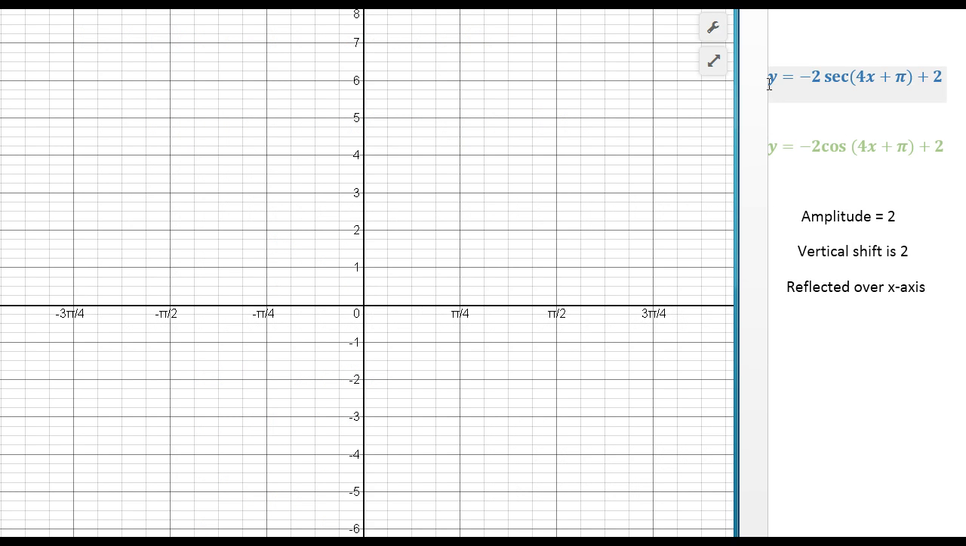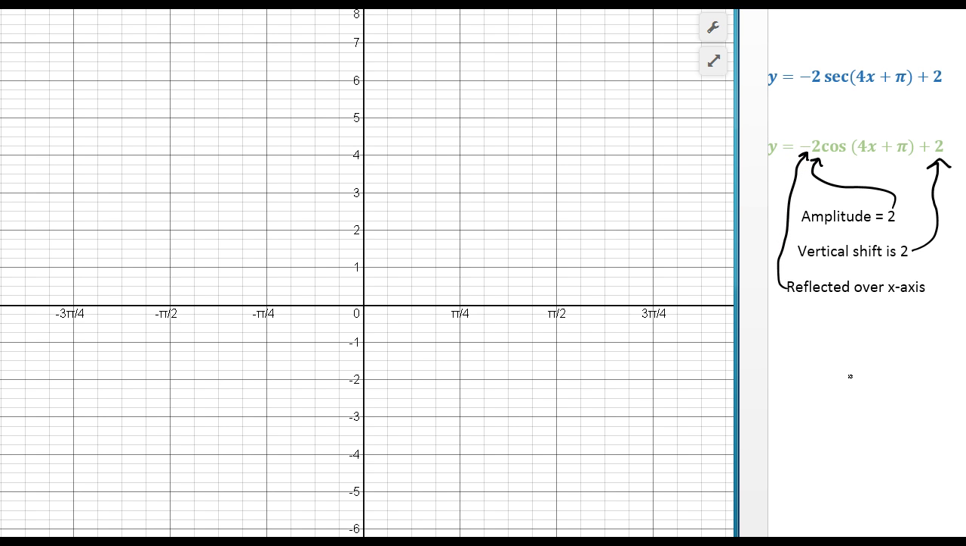Okay, before we can graph y equals negative 2 secant of the quantity 4x plus pi, plus 2, we have to graph the corresponding cosine function. Now, in this cosine function, I know that the amplitude is 2 because of this number right there. I know that the vertical shift is 2 because of that number right there. I know that it's reflected over the x-axis because of the negative sign.